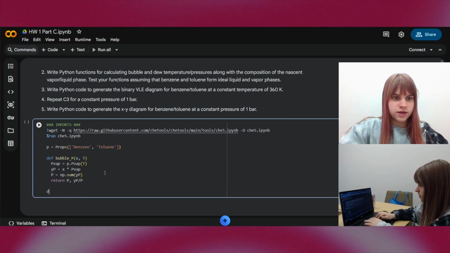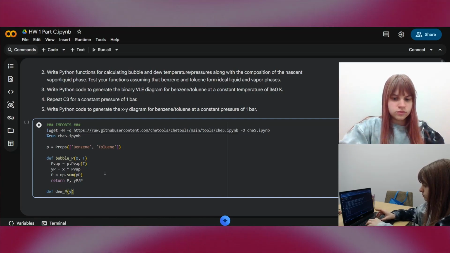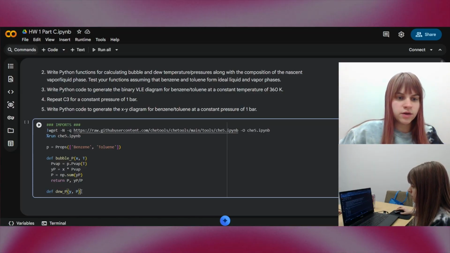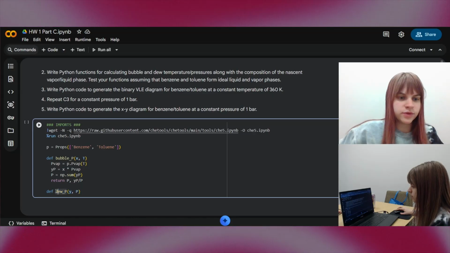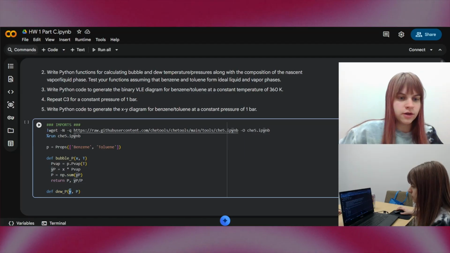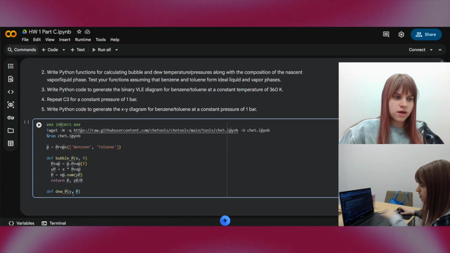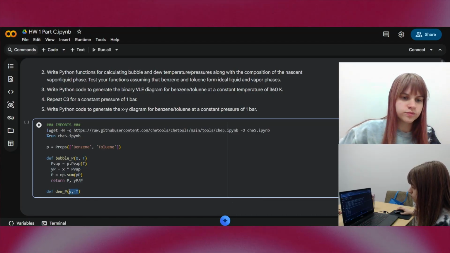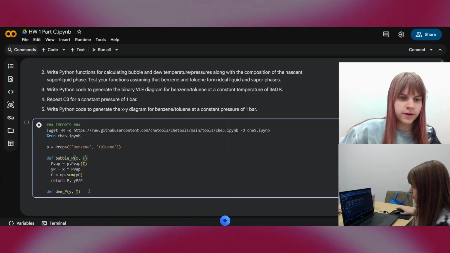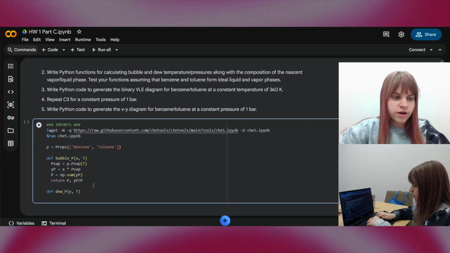Next we can do the dew pressure. As I said when I was deriving these equations, for the dew pressure we have to be given the vapor mole fraction, so that Y right there, and I meant to type a T there. To find any of the pressures, we need to have some sort of temperature in our variables.